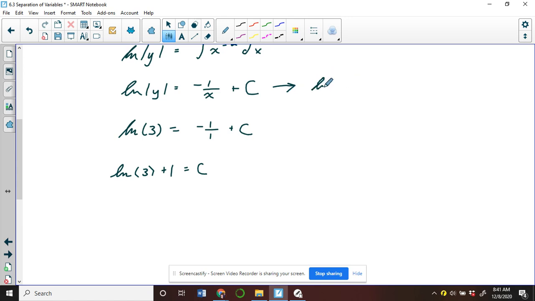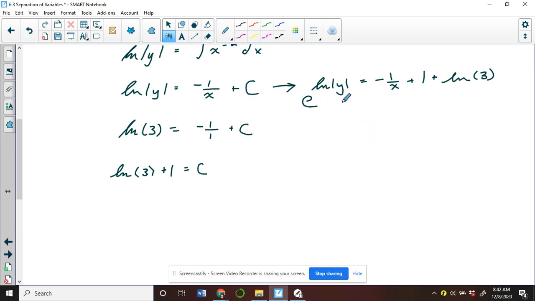So the natural log of the absolute value of y equals negative 1 over x plus the natural log of 3 plus 1. And I am going to regroup a bit, and I'm going to group my plus 1 and my plus the natural log of 3 in the back. You'll start to see what I'm doing here in a moment, because now we need to solve for y.